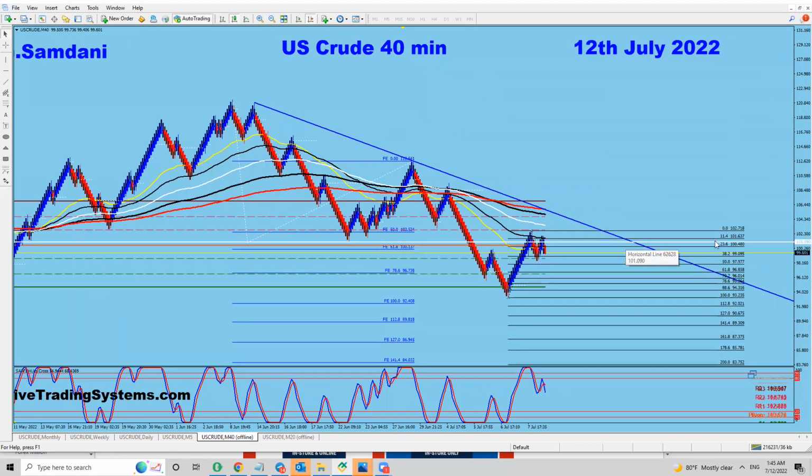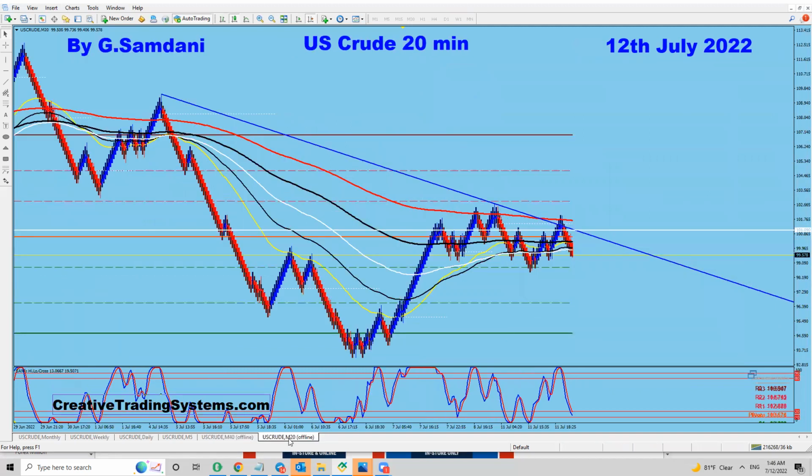101.09 is this white line here, right? And see, it bounced from here first and then broke. This is what I call SBR, support becomes resistance. Support is now broken here and becomes resistance. And then we're going to drop to the 87 area, 86.94, 87 area. And this is the short setup.